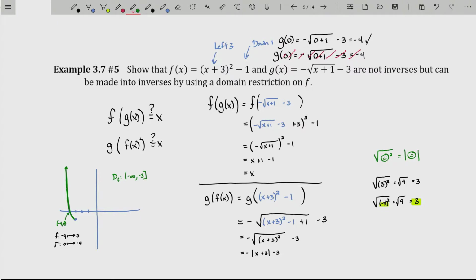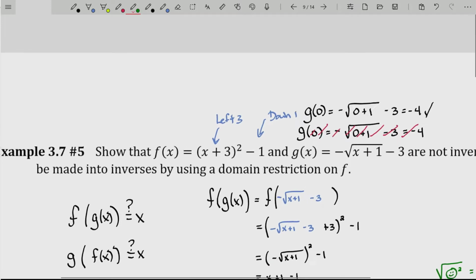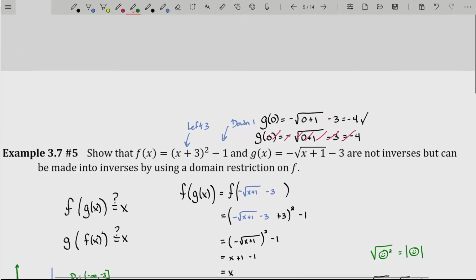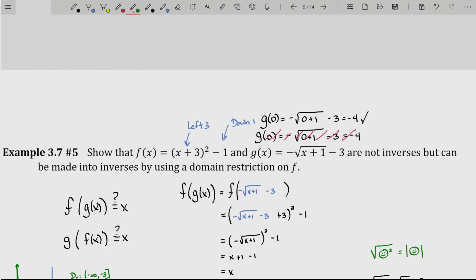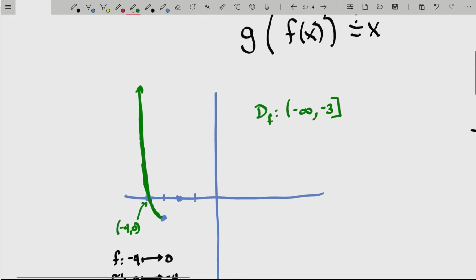From the get-go, reading this problem, you could have just said, okay, I need to show that these are inverses, but they're saying that they're not inverses, but can be made into inverses using a domain restriction on f. Once you read that, you should just say, let me graph f. So you graph f, you get this parabola that we originally had, and you say, well, that's not invertible. It's not 1-to-1 because this y value right here leads to multiple x values. So I'm going to have to erase one of those two branches.